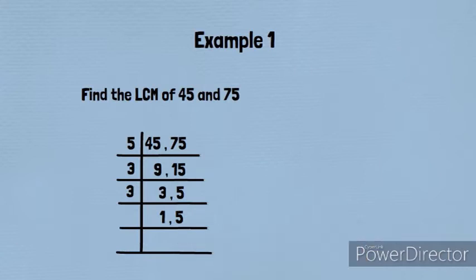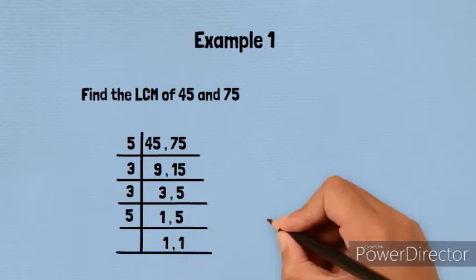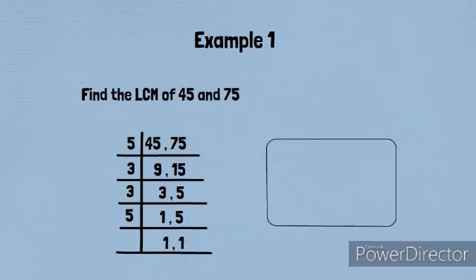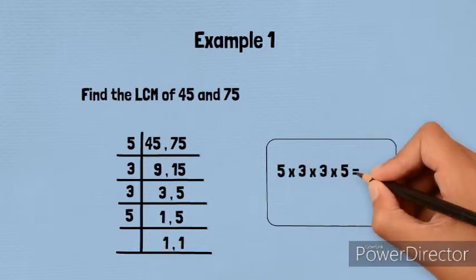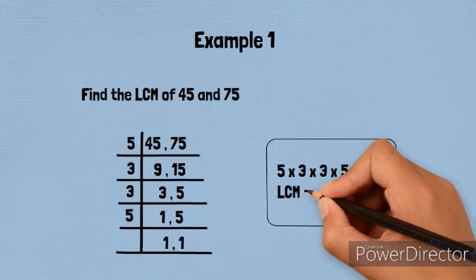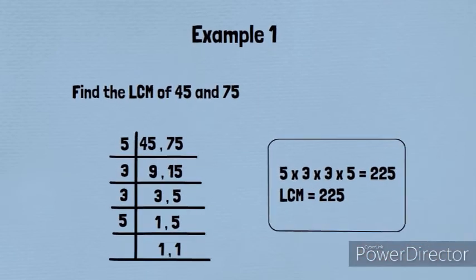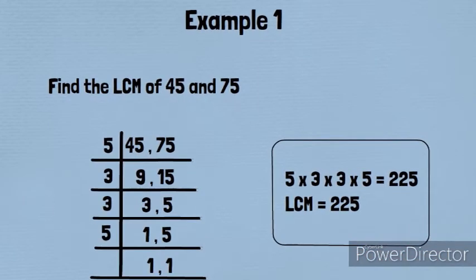First, let's take 3. So 3 divided by 3 is 1. Since we can't divide 3 and 5, we have to bring down the 5. Now let's divide 5. 5 divided by 5 is 1. At the end, you should always get 1, 1. Now let's multiply all the factors that we used. So 5 times 3 times 3 times 5. That gives us 225.